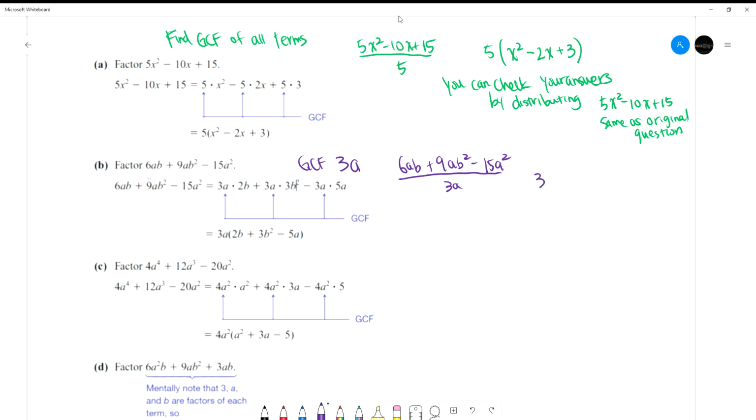So our answer should look like 3a, parentheses. What do we have for our first term? 2b. Very good. Second term: plus 3b squared. And our last term: be careful, this is minus, right? So it's minus 5a. Very good. End parentheses. And you can always check your work at the end to see if it's correct. Okay? Any questions?